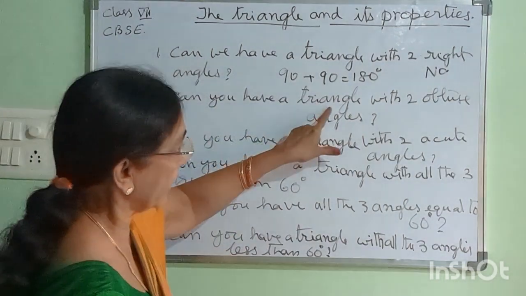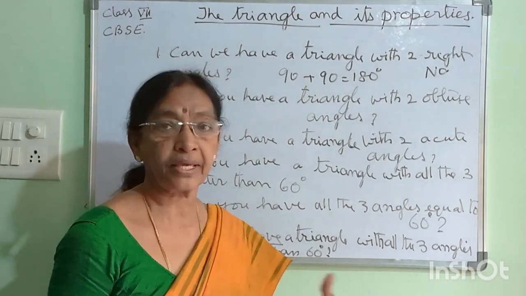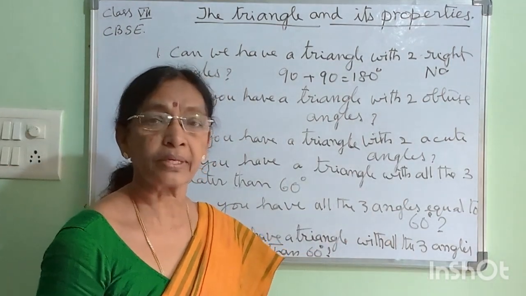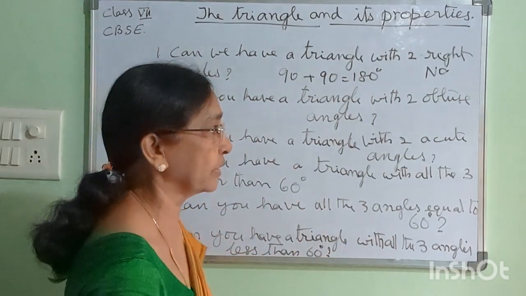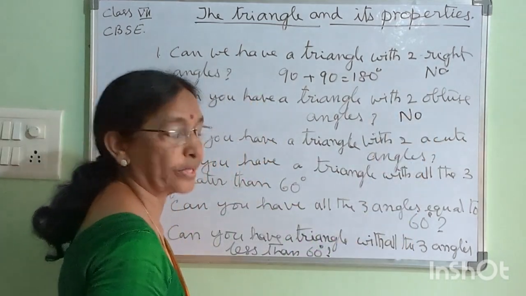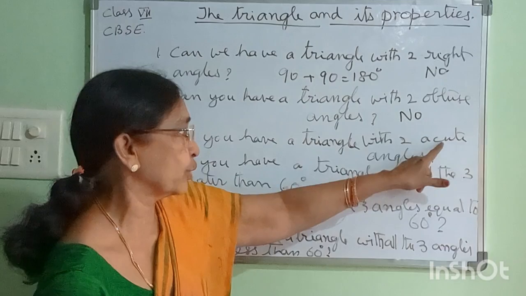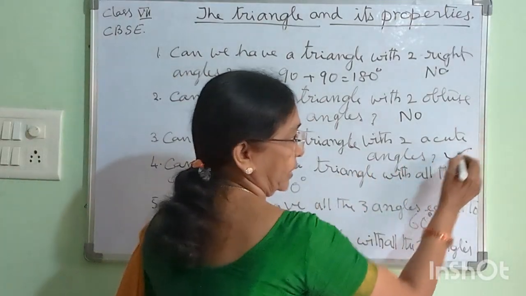Can you have a triangle with two obtuse angles? Obtuse angle means greater than 90 degrees. Two obtuse angles sum is greater than 180 degrees. Therefore, no chance for the third angle. Therefore, no triangle can have two obtuse angles. Can you have a triangle with two acute angles? Two acute angles. Okay, it can.